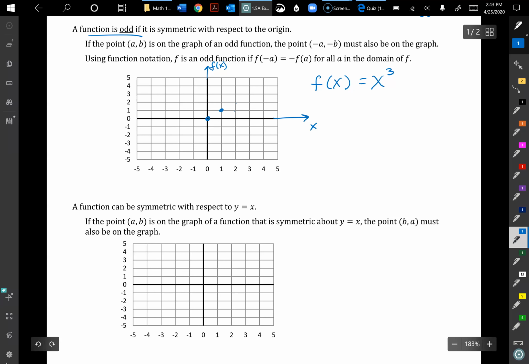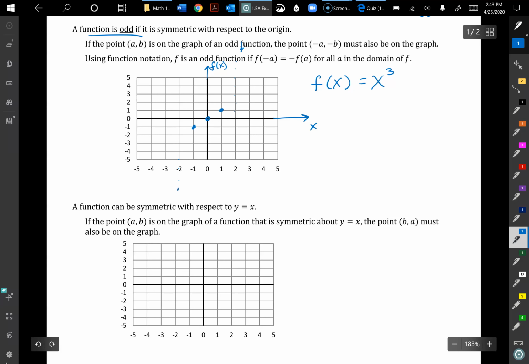So 1, 2, 3, 4, 5, 6, 7, 8. We can just judge. So I'm just going to put a light dot there. On the other side, negative 1 cubed would give me actually negative 1. So there's a clue that it's flipping around. And then we have negative 2 would give me the negative 8. So let's say that's negative 5, 6, 7, 8, right about there.